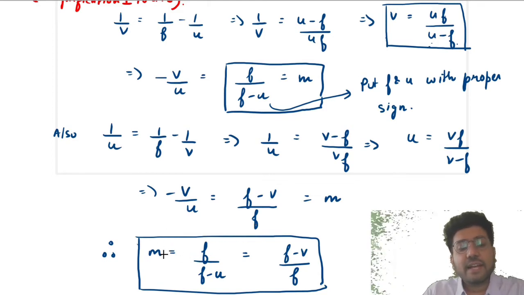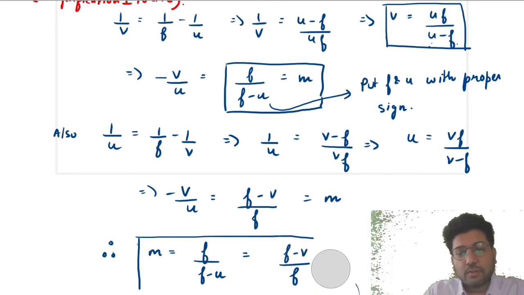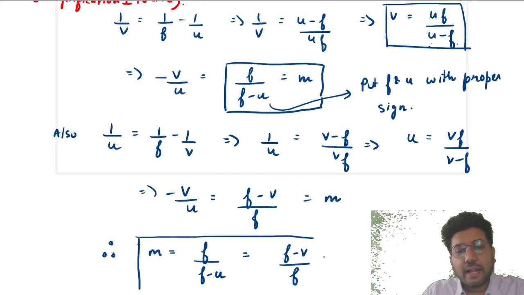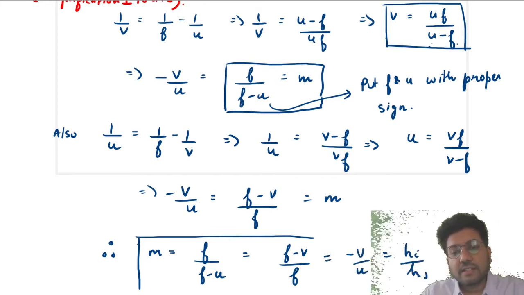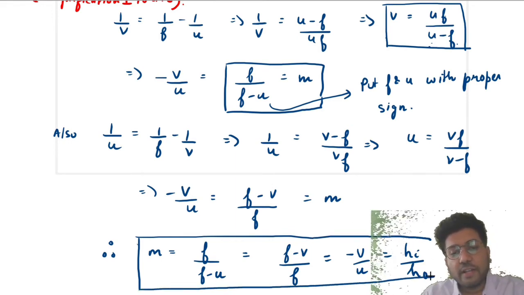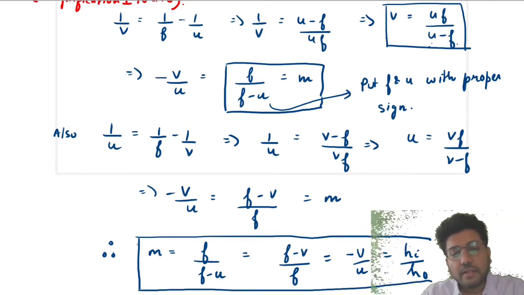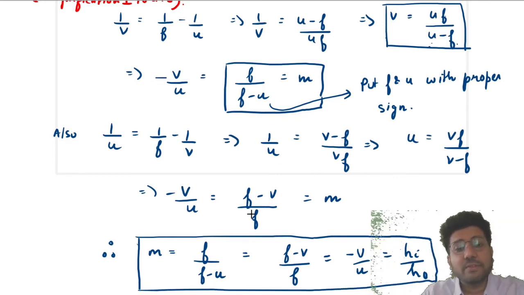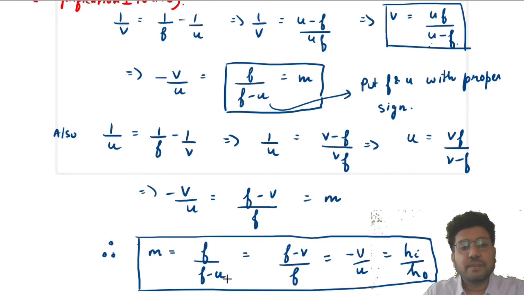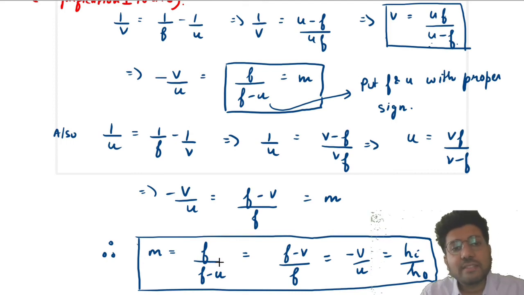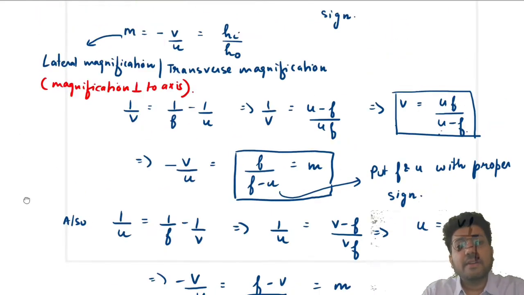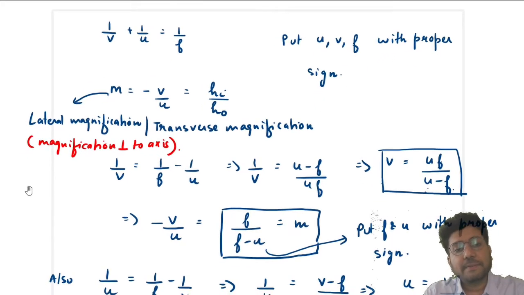So finally I will write m is equal to f by (f minus u), and this is also equal to (f minus v) by f. Okay, and this is also equal to minus v by u, and this is also equal to hi by ho. So these are some of the formulas that you can use for solving problems of lateral magnification. Okay, the most important formula that I will use frequently is m is equal to f by (f minus u). So these are some of the formulas that are very important for solving problems of spherical mirrors.